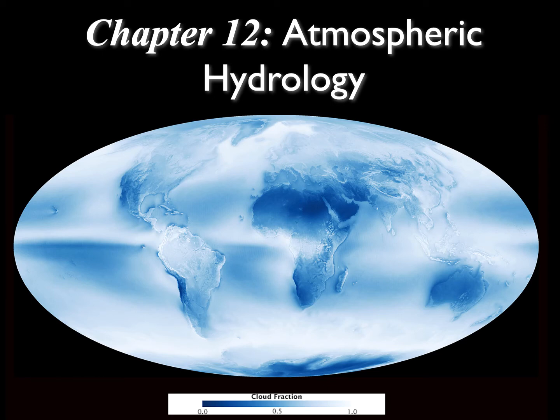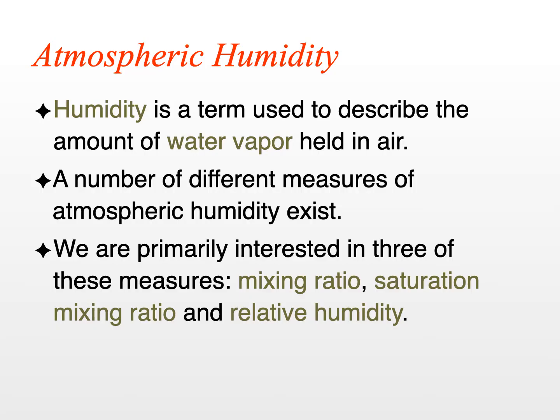Chapter 12 Atmospheric Hydrology, Section 12.1 Atmospheric Humidity. So humidity is a general term used to describe the amount of water vapor held in air. So we're talking about water in the form of a gas. There are a number of different measures used to determine atmospheric humidity. We're going to look at three different measures: something called a mixing ratio, saturation mixing ratio, and relative humidity.